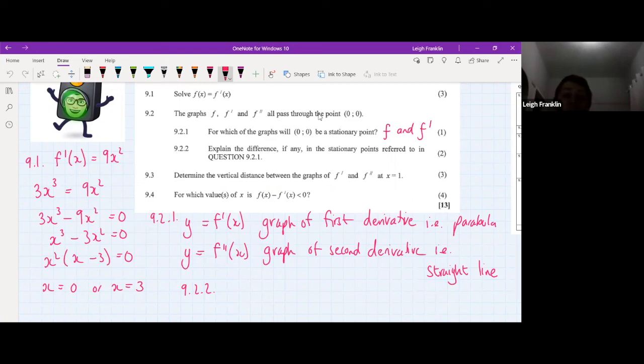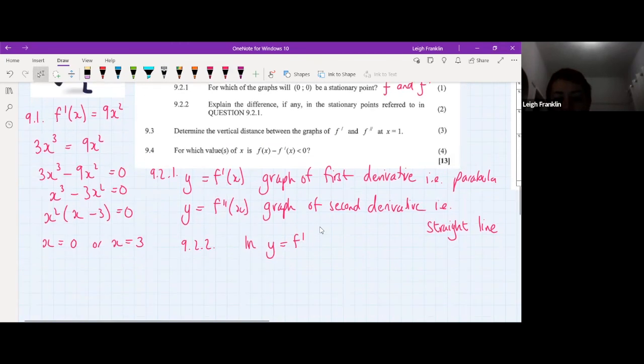I mean, if we started with a parabola, so the graph of y equals f prime x, what does that stationary point represent? Exactly. Cool, Tanya, quite right. Absolutely. It's the turning point. So in here, it is the turning point of the parabola.